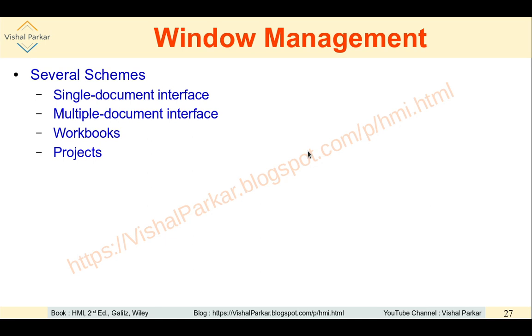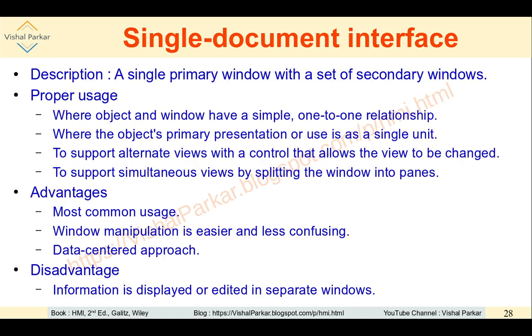So window management, there are several schemes like single document interface, multiple document interface, workbooks, and projects. We'll quickly go through them. The first is single document interface. In the case of applications like Microsoft Word, you might have seen the single document interface. A single primary window is there with a set of secondary windows. The proper usage is where the object and window have a simple one-to-one relationship. One document will be opened in that application.